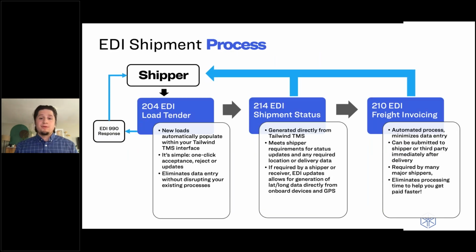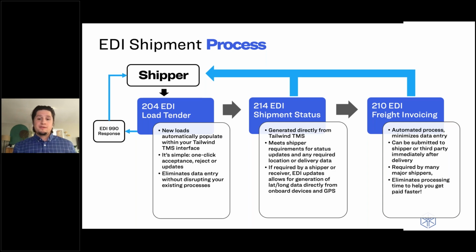Comparatively, the EDI shipment process is a lot more streamlined. A shipper is going to issue you an EDI load tender via the 204 document, which populates automatically within your Tailwind TMS workflow. It's just one click to accept, reject, or update the load and generate a response, which is going to be the 990 document that is returned back to the shipper. This eliminates data entry on your end, it saves your people time, and it doesn't disrupt your existing processes. Within Tailwind, nothing is going to be markedly different than what you're currently doing.